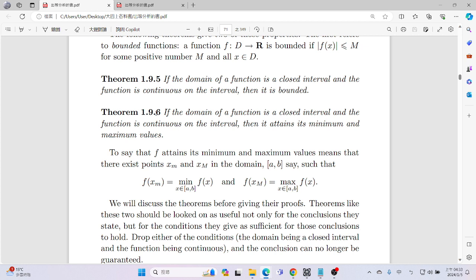The theorems give us some conditions. 1. The function has a closed interval as its domain. And 2. The function is continuous on its interval. Both can determine that the function is bounded, and these two conditions are necessary.